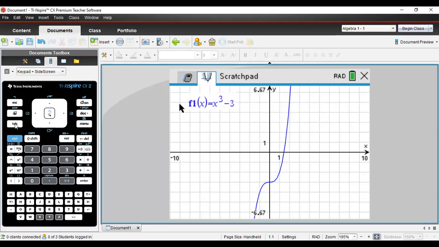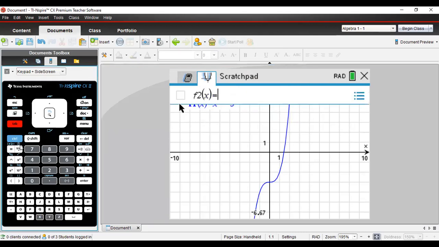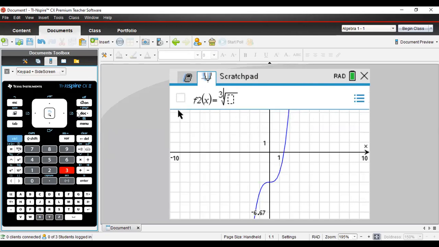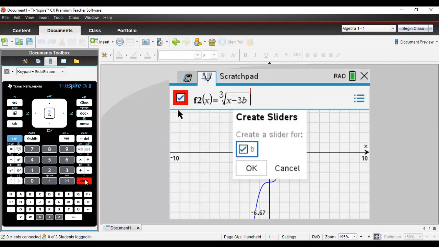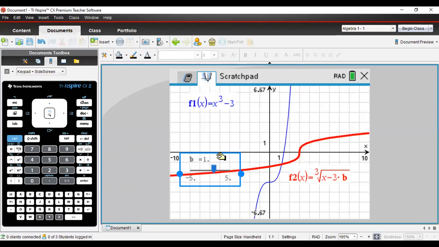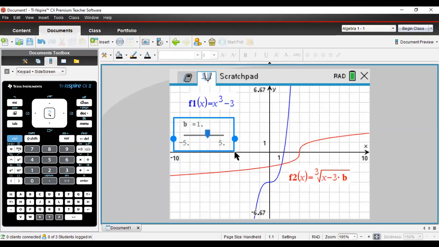And then I'm going to put in the inverse. So this will be the cube root of x minus 3b. Now, if you graph any letter other than x, it's going to ask you if you want to create a slider, and we're going to use the slider. So I'm going to press enter. It's going to say, do you want to create a slider? Yes. Okay, so let me take the slider and move it up here.